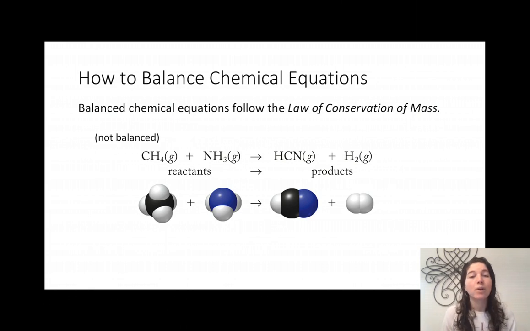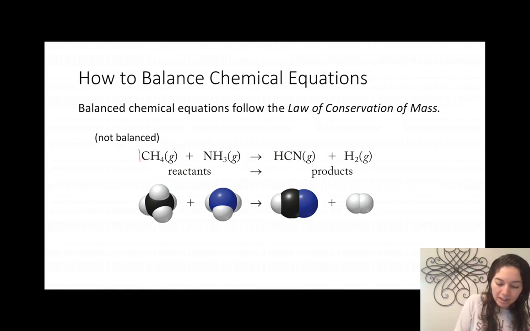So let's work through an easier example here together. Balanced chemical equations follow the law of conservation of mass. What is on one side of the equation must be on the other side of the equation, or it's not balanced. Something has been created or it's disappeared. We can't destroy mass, we can't create mass, but we can conserve mass, take it from one thing and turn it into another. So let's take a look here at this example problem.